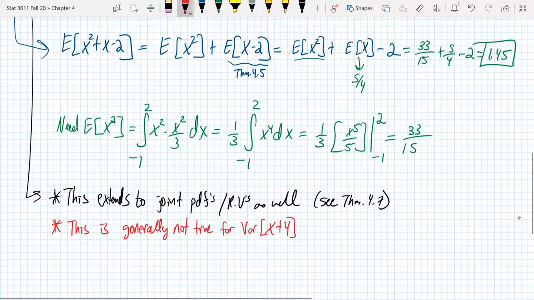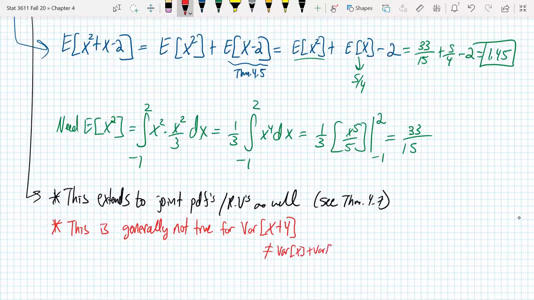You cannot split that up, right? That is not, generally speaking, equal to the variance of x plus the variance of y. That is generally not the case. It does typically work for expectation though, right? The expected value of x plus y would be equal to the expected value of x plus the expected value of y. That's essentially the introductory application of Theorem 4.7.